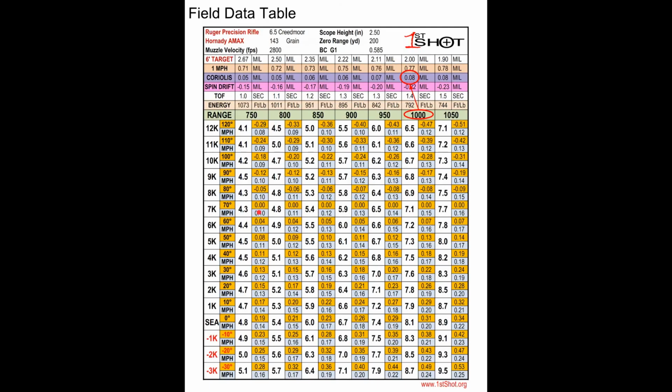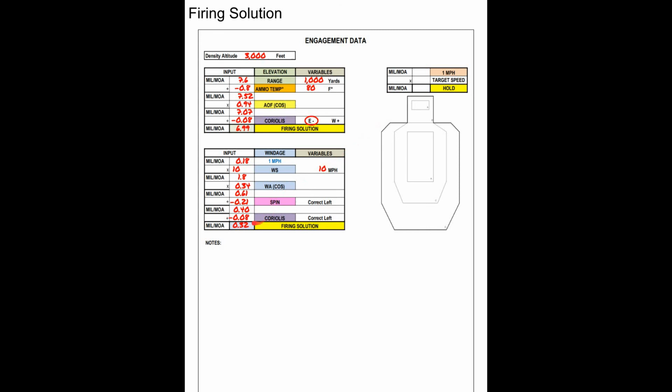With that 0.4 correction, we're going to look at Coriolis again. This Coriolis is going to be for your wind, so this is on your vertical. This is going to be on your wind correction. 0.08 mils at 1,000. So we're going to put that in. Your final firing solution is 0.32. So 0.3 mils is your final.